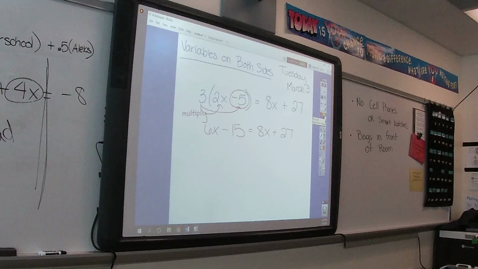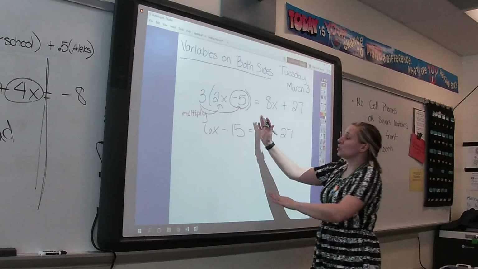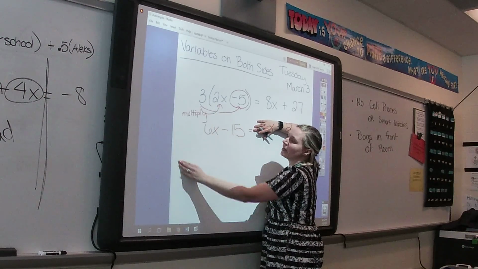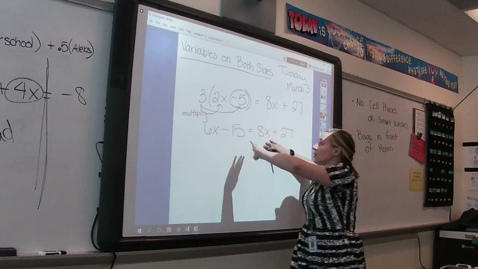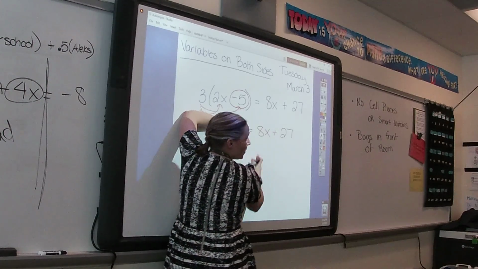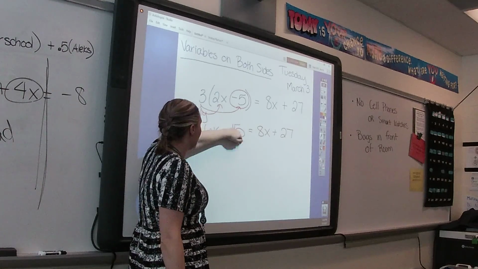Step 2 says if there are like terms, combine them. So if we look over here on this side of the equal sign, is there anything that we can combine? Nope. If we look over here, is there anything that we can combine? Nope.